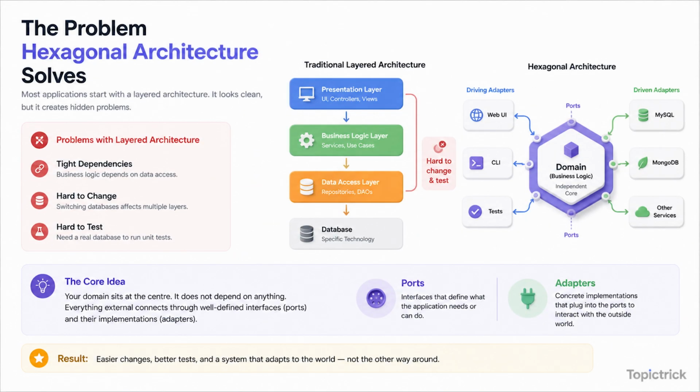To understand hexagonal architecture, you first need to understand the problem it is solving. Most developers start with what is called a layered architecture. You have a presentation layer at the top, a business logic layer in the middle, and a data access layer at the bottom. Each layer depends on the layer below it. This sounds clean, but there is a hidden problem. Dependencies flow in one direction, downwards. Your business logic depends on the data access layer. Your data access layer depends on a specific database technology.